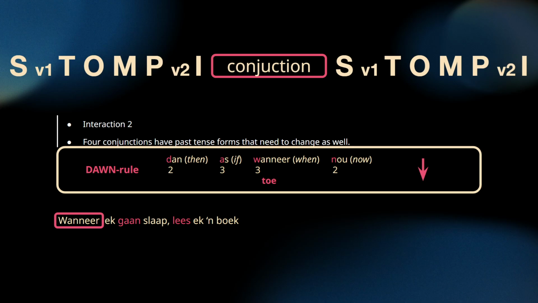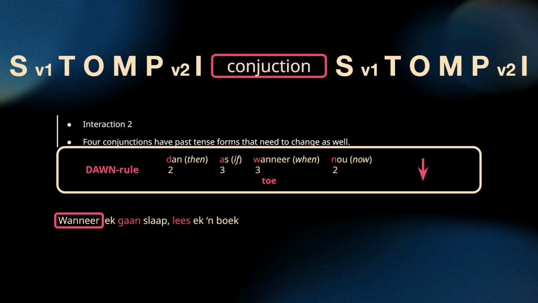Let's take a look at what happens when we now begin with a dawn word or a dawn conjunction. It's a very common and very easy way to change a sentence into a past tense form. So let's begin with wanneer ek gaan slaap, lees ek 'n boek. When I go sleep, I read a book. That initial sentence has already been changed into its group 3 form.